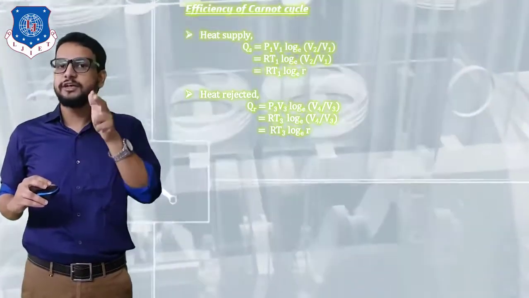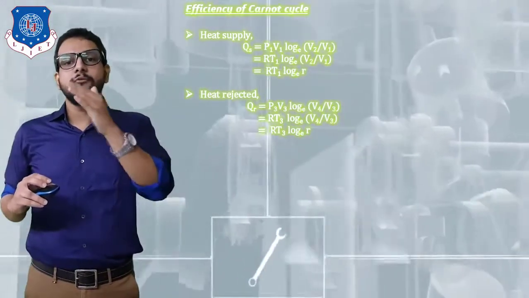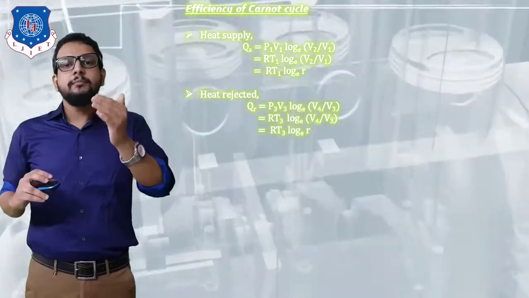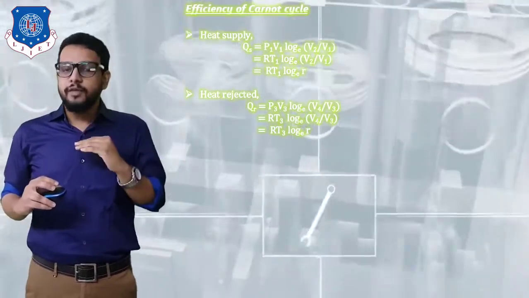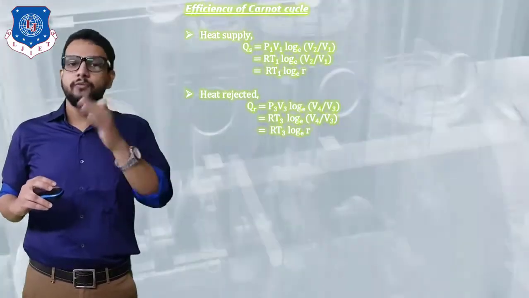Compression process is from state 3 to state 4. So we have written P3 V3 log V4 by V3. Further, we can write P3 V3 as mRT3, right? So m is 1 kg, so RT3 log V4 by V3.